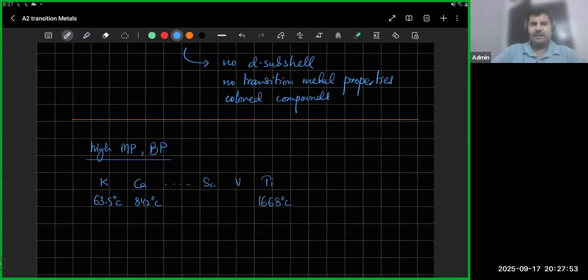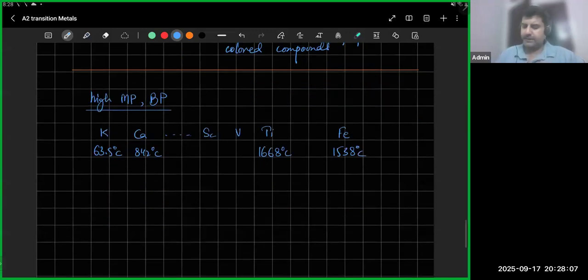Iron is also, I think, higher. The iron, 1538. So iron is somewhere over here. So that's pretty high as well. Okay, so there's a significant difference. All of a sudden, you leave group 2 and you jump into transition metals, and the melting points are really, really high. Okay, so what's the reason?